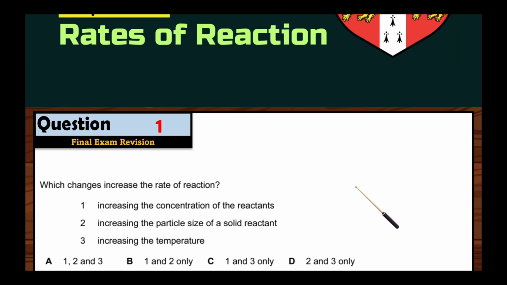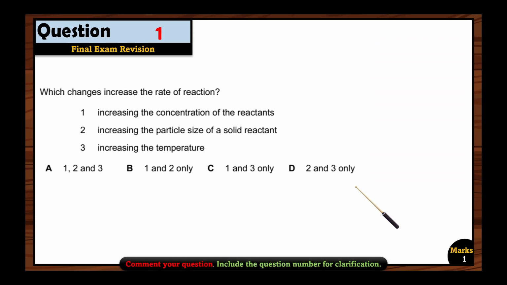So let's come to question 1. Which changes increase the rate of reaction? Increasing the concentration of the reactant. Yes, if you increase the concentration of the reactant, it will increase the rate of reaction. Increasing the particle size of the solid reactant? No, it will not increase the rate of reaction. It will decrease it, because I already told you increasing the surface area of the solid reactant will increase the rate of reaction.